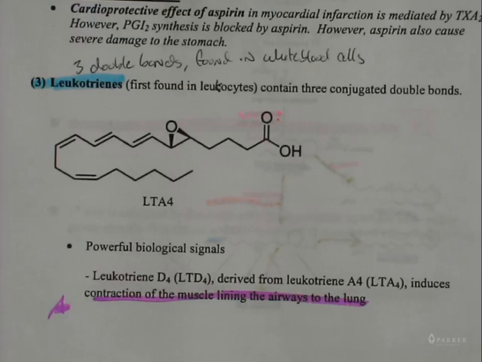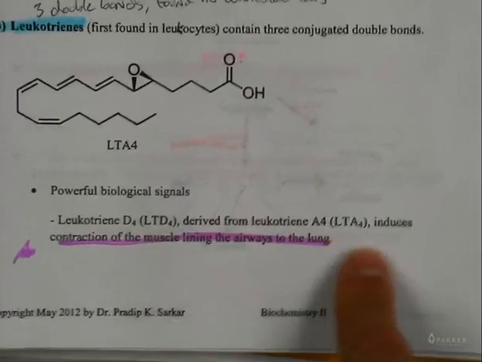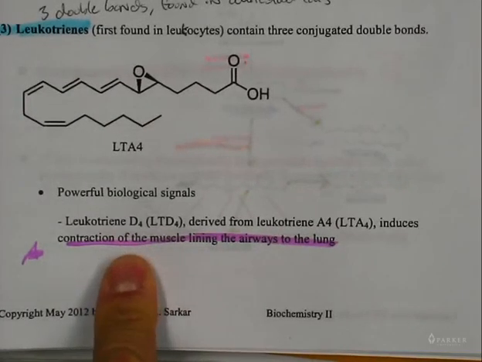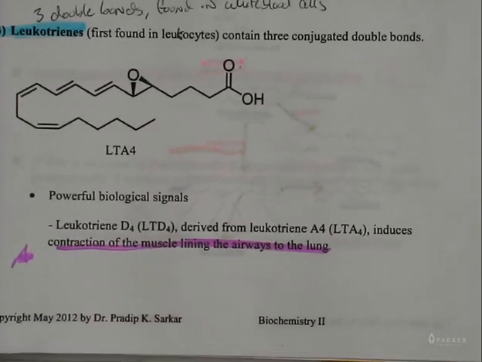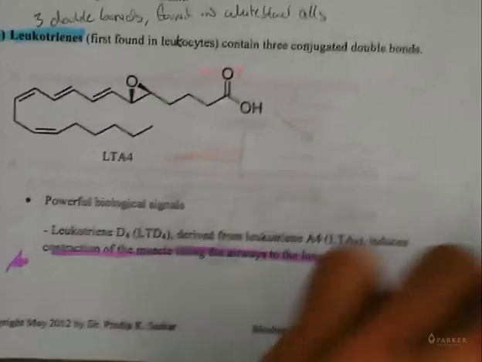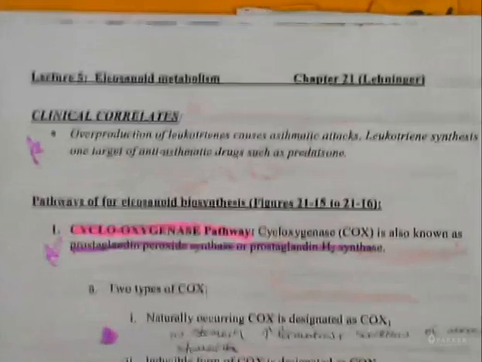They're powerful biological signals. Fantastic. Leukotriene D4 is derived from arachidonic acid. It causes contraction of the muscles lining the airways to the lungs. You've got to know that one. We're going to drill that into you. Bottom of page 55, contraction of the muscles lining the airways to the lungs. We're going to drill this again.